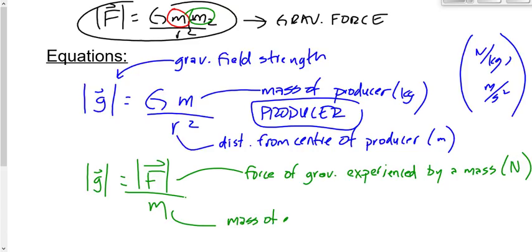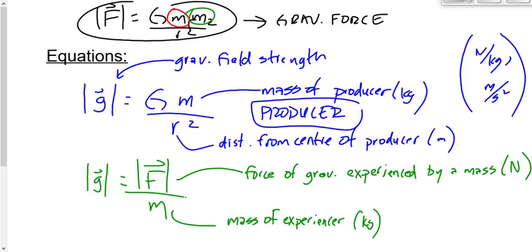M is the mass of the experiencer. So in other words, if you know something about what causes the field, that would be the Earth in the example that we keep coming back to, then you would use the blue equation. If you know something about what experiences the field, which would be the board marker in the example that we keep coming back to, then we would use the second equation.